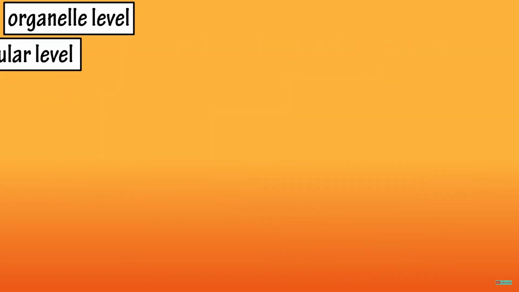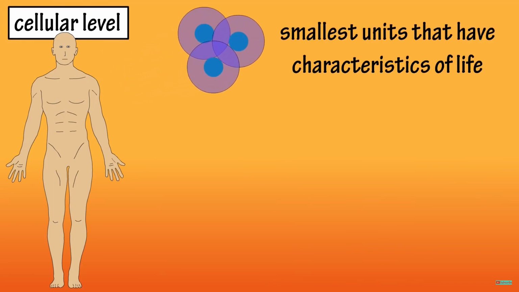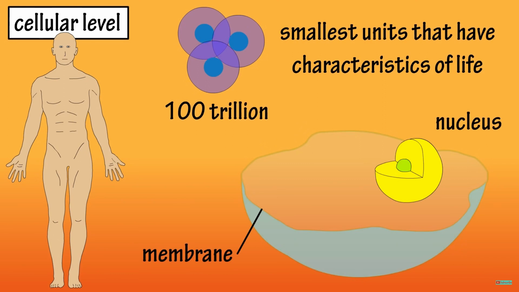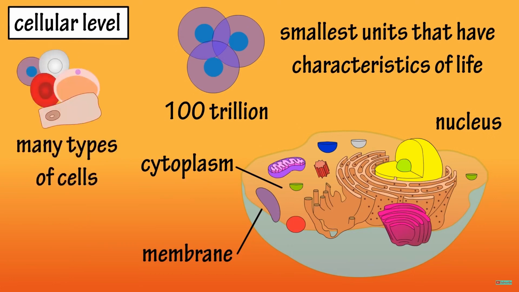The cellular level is next. Cells are the smallest unit in the body that shows the basic characteristics of life. It's estimated that the body has around 100 trillion cells, and each cell is made up of a membrane, a nucleus, and a cytoplasm that houses the organelles that are required for the cell to function properly. There are many different types of cells in the body that perform different functions.